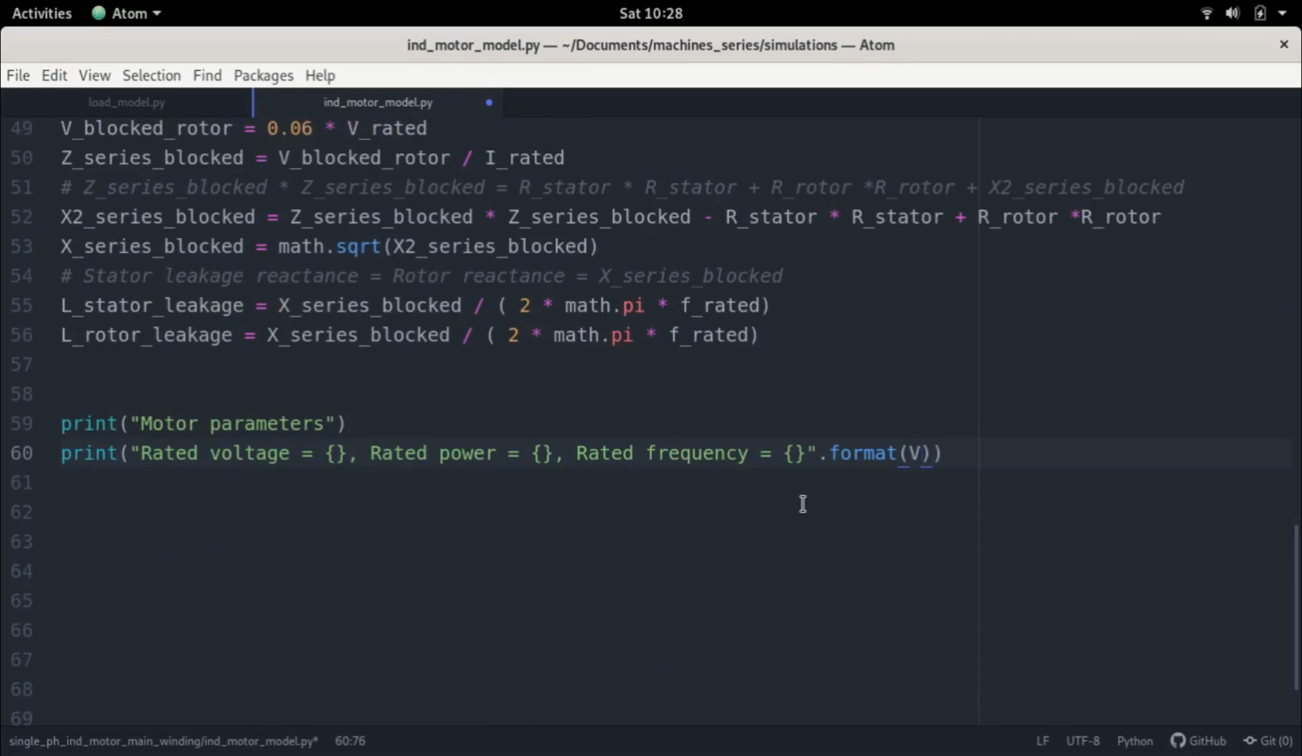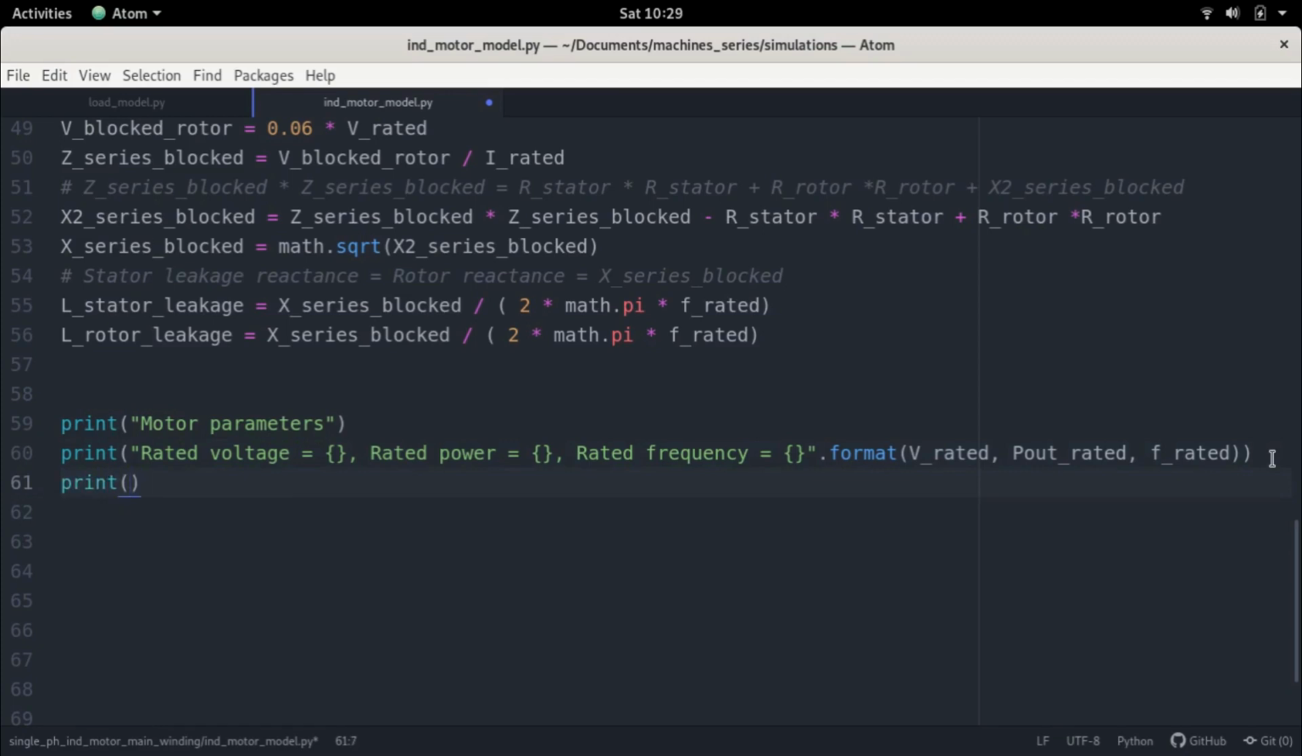That is V rated, P out rated, F rated. So these three are our basic manufacturer specifications. Now that we have this, we can go to the more calculated specifications.